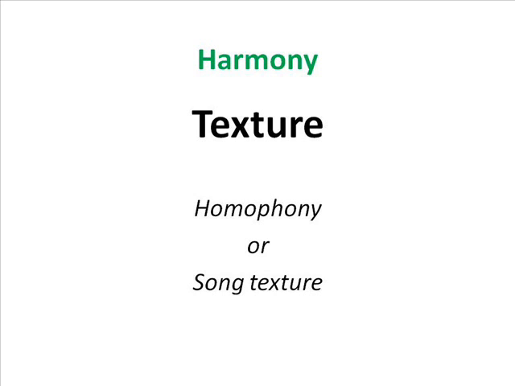I think of these as actually two different styles of the same texture. The first, homophony, is produced by many people singing the same words at the same time, but to different notes to produce harmony or chords. Song texture I think of as a single singer accompanied by a chording instrument like a guitar or a piano.